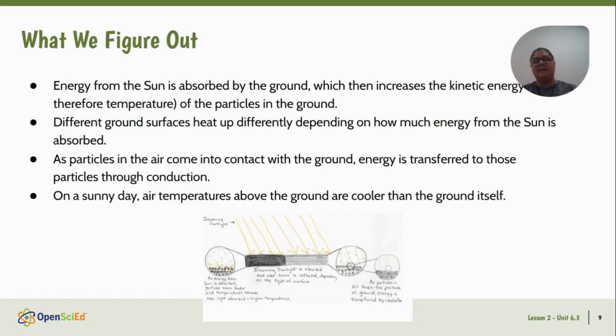Depending on the amount of energy that the ground is absorbing, that's going to affect things above it as well. As air particles come into contact with the ground, energy is transferred to those particles through conduction. And on a sunny day, the air temperatures above the ground are still cooler than the ground itself. It's always going to be hotter at the surface. Even on a super hot day, it's still a little cooler right above the surface.